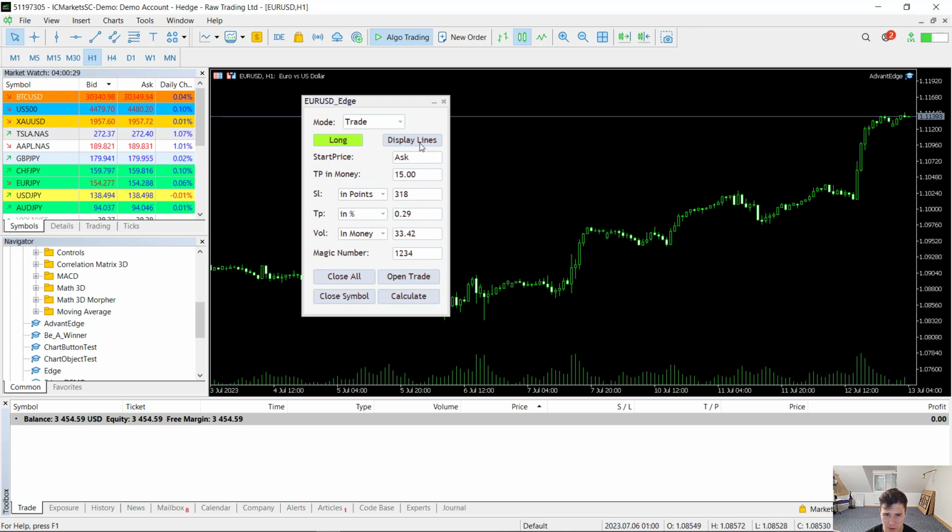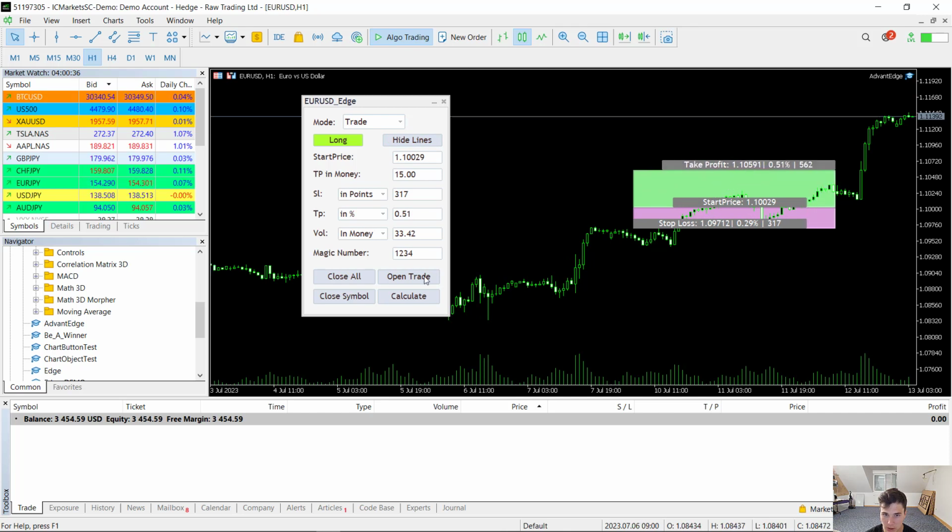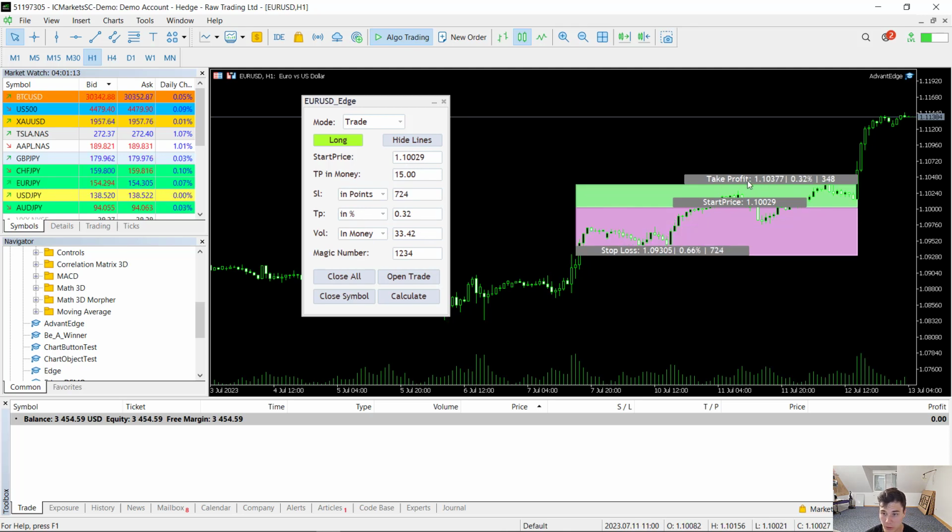Now with the display lines button, you can display your trades on the chart. You can drag these levels across the chart and they are going to change the information you can see in the window. Now this is very powerful when using support or resistance levels in your trades.